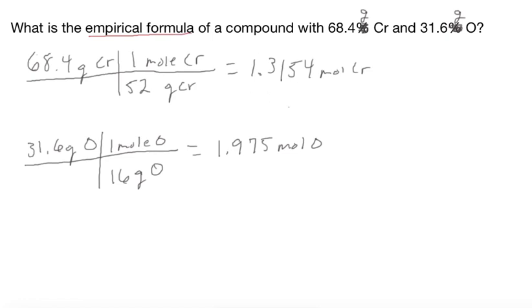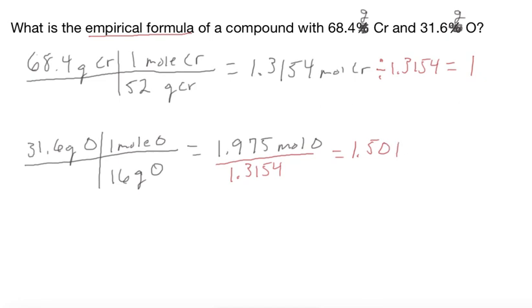Alright, so if you guys remember that empirical formula is basically the lowest whole number ratio, so we need a ratio. We've got the moles here, now we need a ratio. So you take the smallest number of the moles and you divide each one of the moles by the smallest number. So in this case, 1.3154 is the smallest number. So I'm going to divide this number by 1.3154, and when I do so, I'm going to get 1. So in this case, I'm going to divide this number by the same thing, 1.3154, and then let's get an answer. 1.975 divided by 1.3154, and then I'm going to get 1.501.